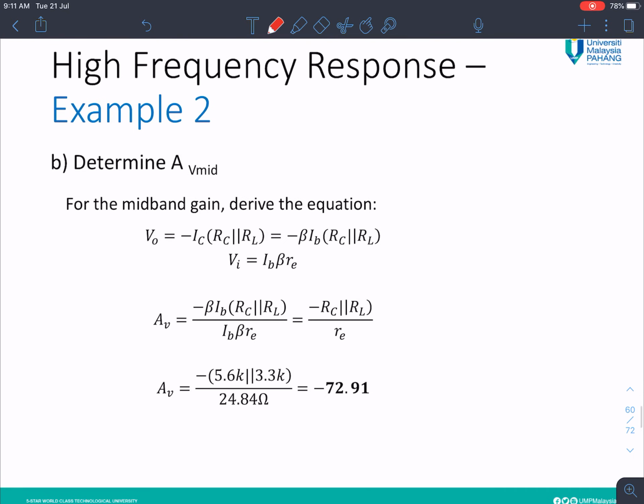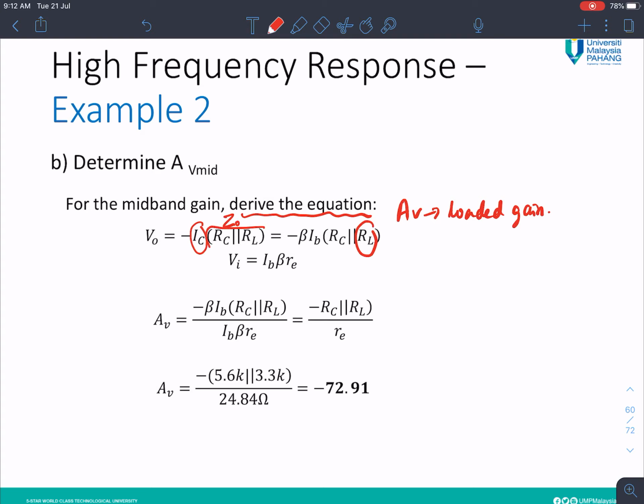Then determine the AV mid. So in the AV mid, you calculate the AV. First, derive the equation for the voltage divider. For this circuit, remember that this circuit has RL, which means the gain that we get now is the loaded gain. So I include the RL in the equation. So V out equals negative IC multiplied by RC parallel with RL. This is the Z out.